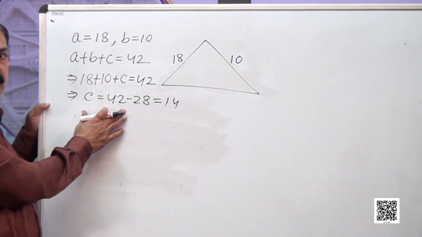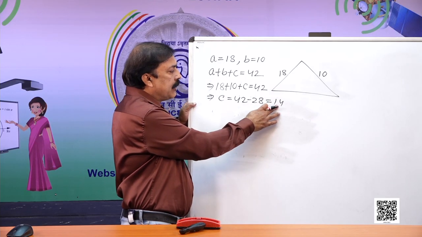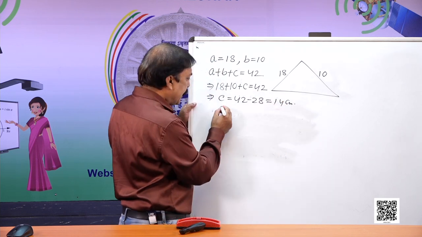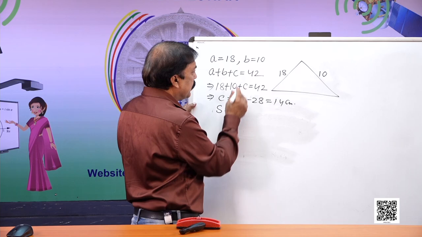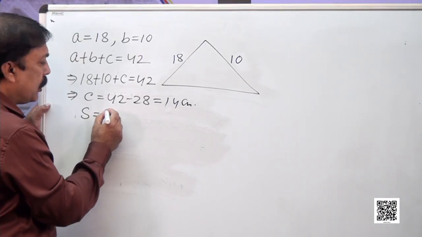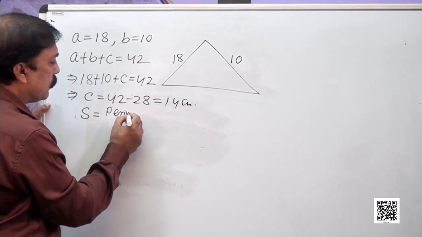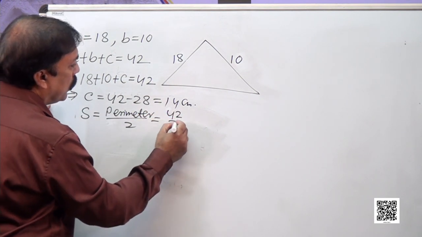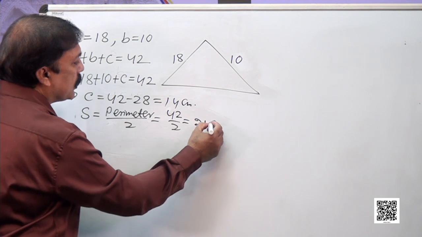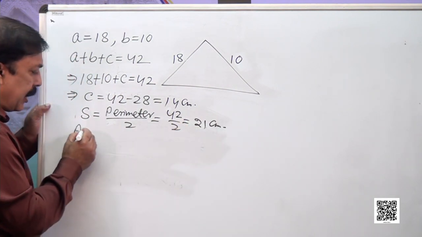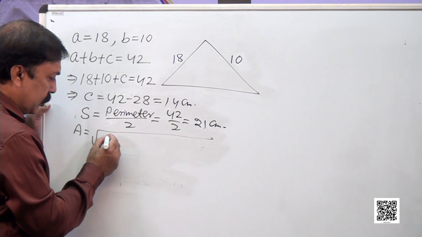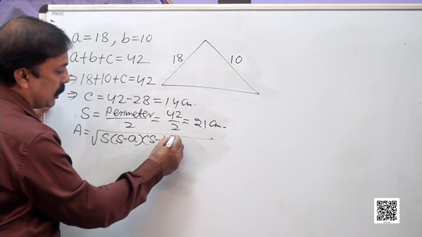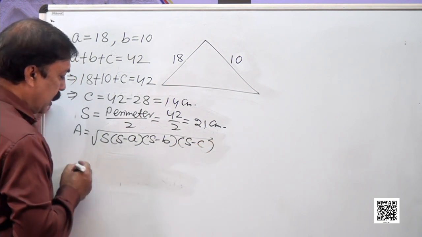Now you see the third side is 14 centimeter. What is S? S is here the semi-perimeter, that means perimeter by 2, that is 42 by 2, that gives 21 centimeter. Then what is the area? Area is square root of S into S minus A into S minus B into S minus C.